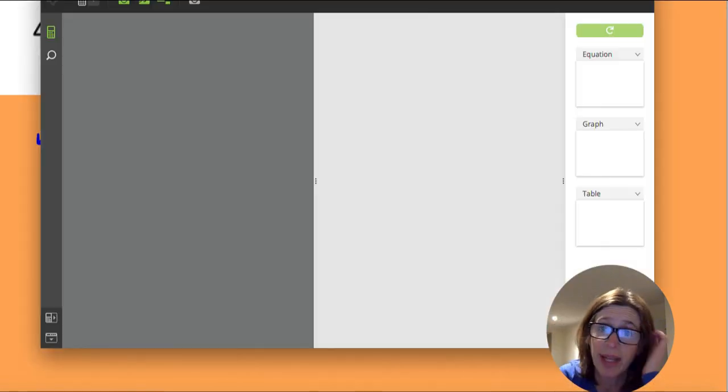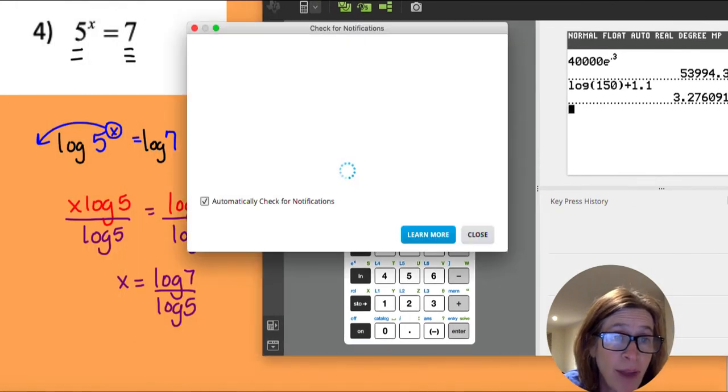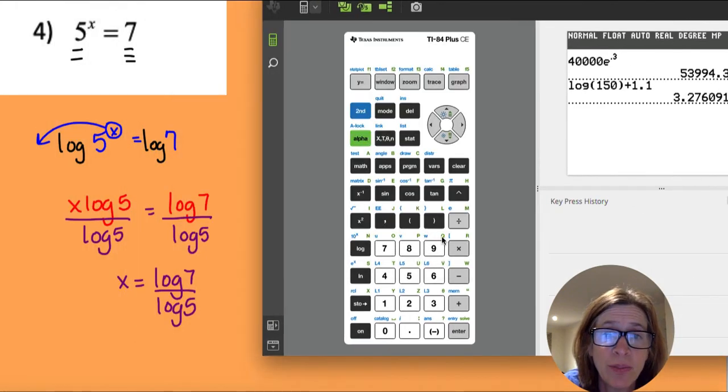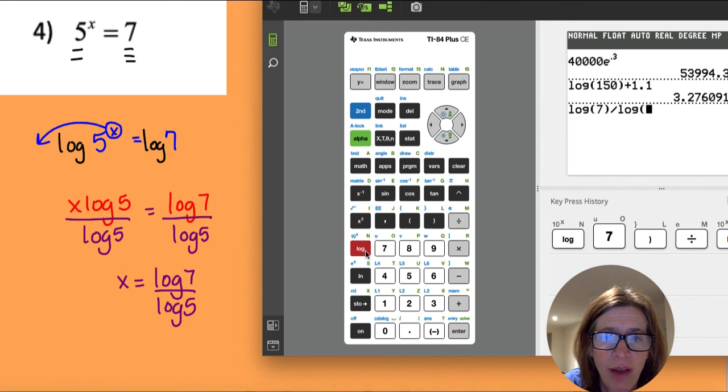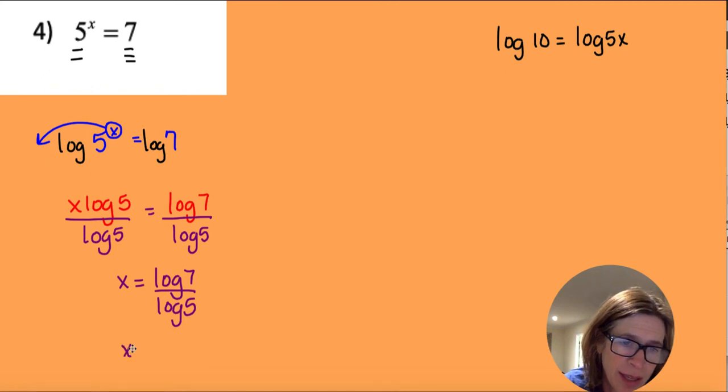That's calculator ready. I'm going to grab my calculator. These are base 10, right? These are base 10. So we can do log 7 divided by log 5. And that gives me 1.21. So x equals about 1.21.